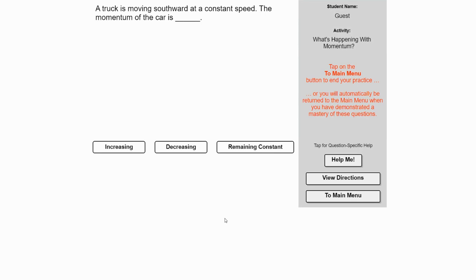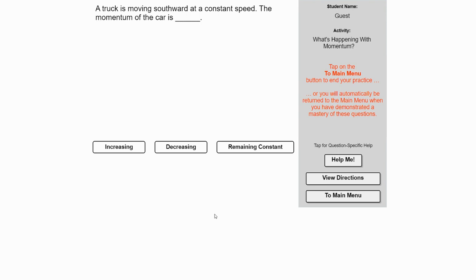Okay, now we got a truck though. Now it's moving south. It's moving southward at a constant speed. So what about the momentum now? Does southward have any effect on this, do you think? The only thing that would maybe affect would be the direction.